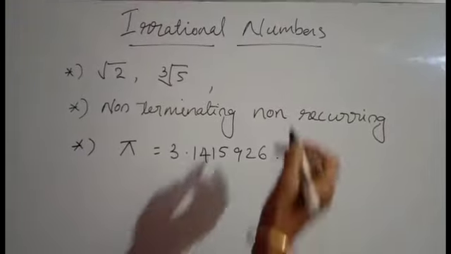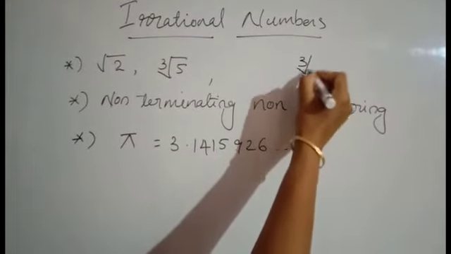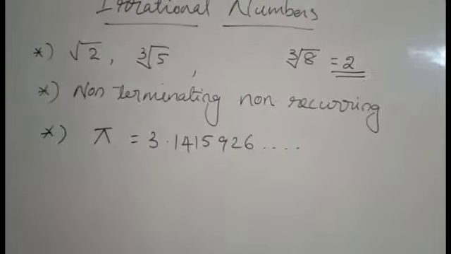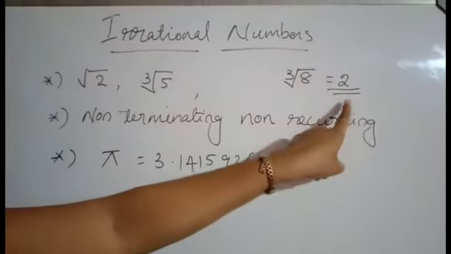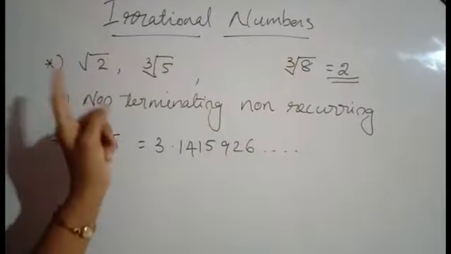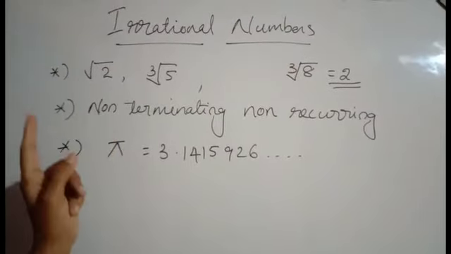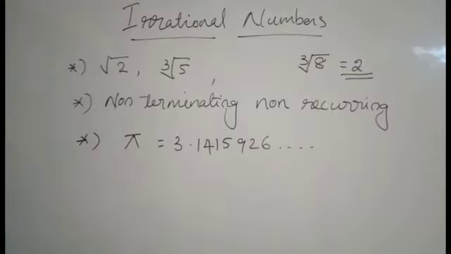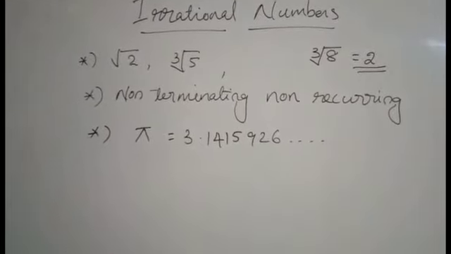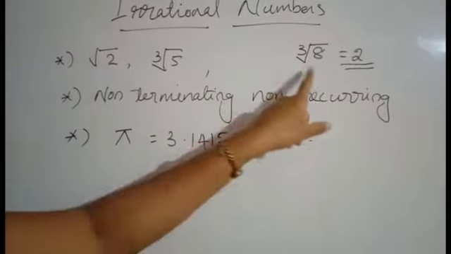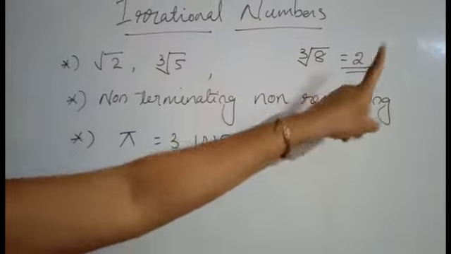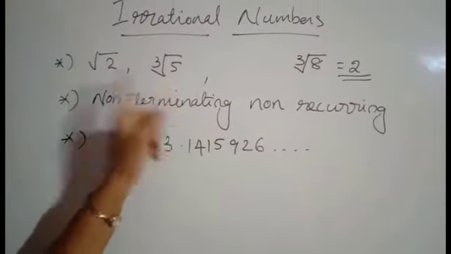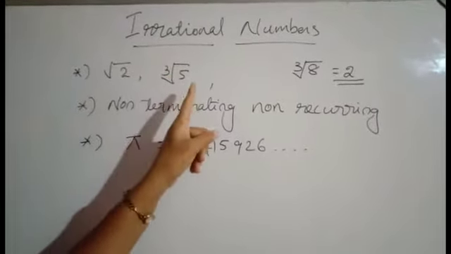Let's consider the cube root of 8. What happens with the cube root of 8? We know that it is equal to 2. So what is this 2? 2 is a rational number actually. So that is what it is given. The cube root, square root, etc. of natural numbers are irrational if their exact values cannot be obtained. So here we are getting the exact value, therefore it is a rational number. In these cases, we will not be getting any exact value. So these are irrational numbers.